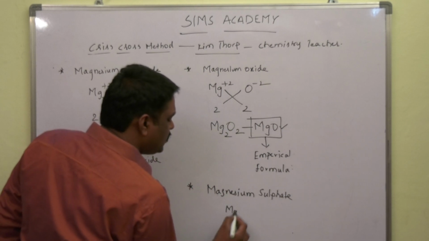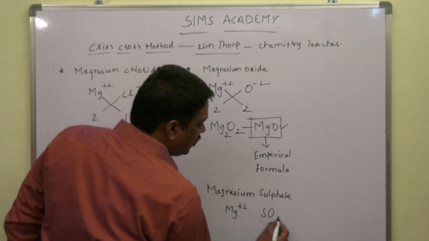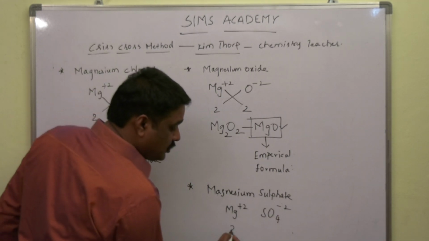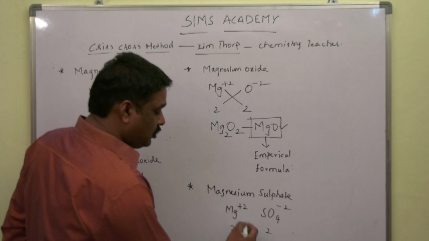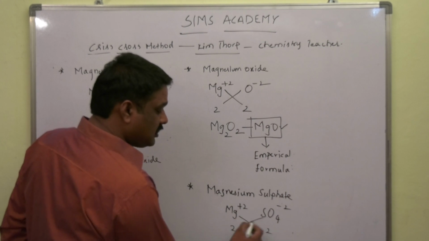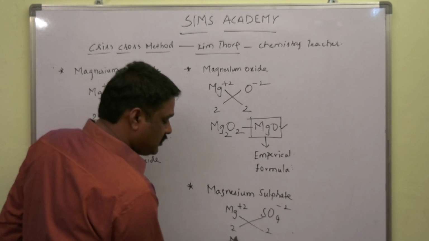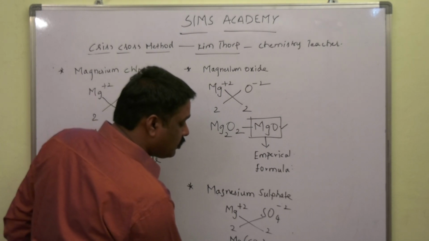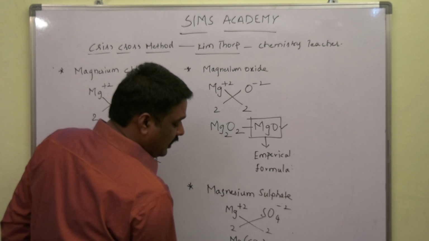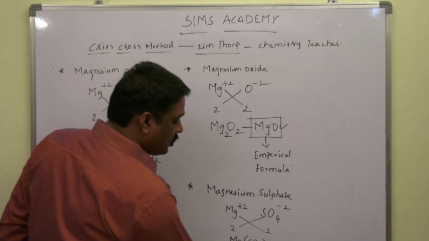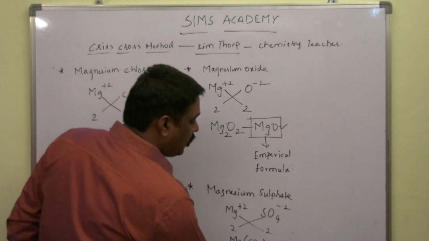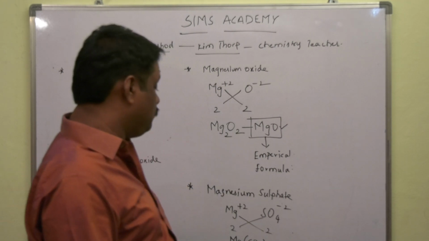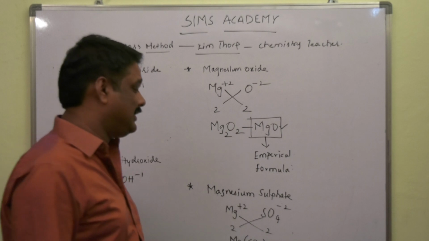Similarly, we may come across magnesium sulfate. This is Mg plus 2, sulfate SO4 minus 2. Criss Cross. For Mg we got 2, SO4 also we got 2, but we can take these 2 as common. Hence the formula of magnesium sulfate is MgSO4. It is not Mg2SO4 taken twice.